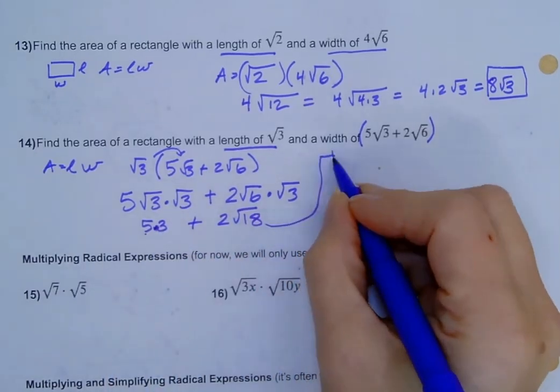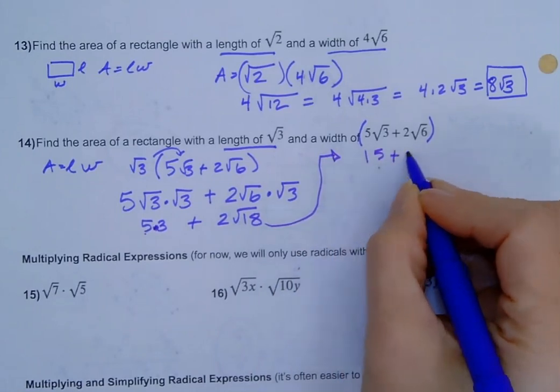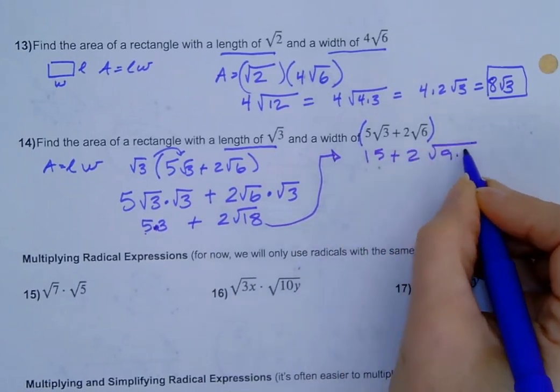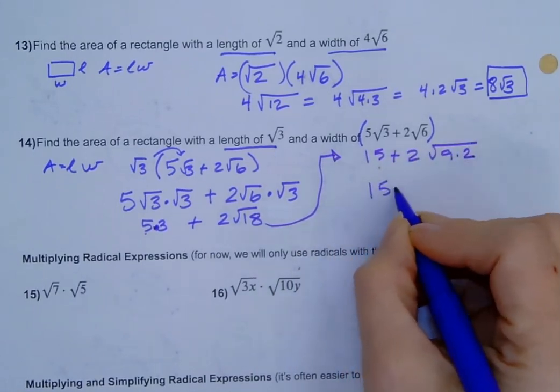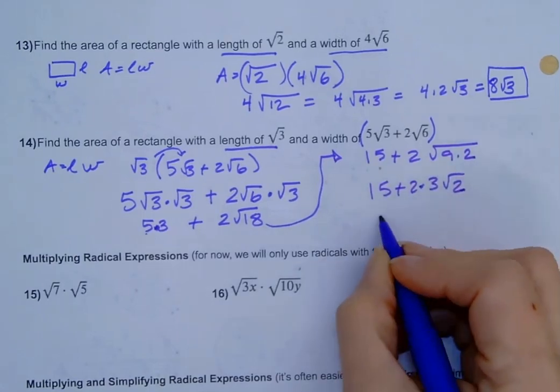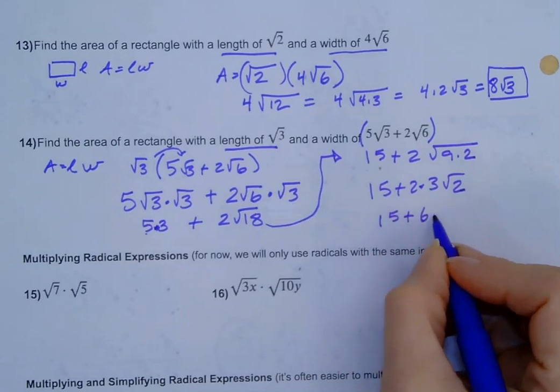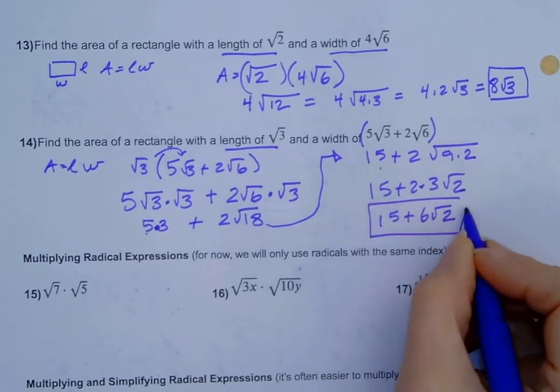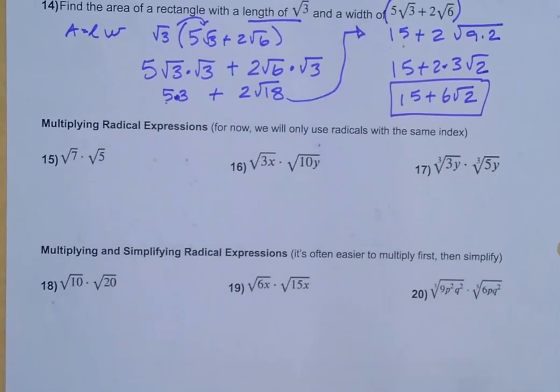I'm coming up here now. 15 plus 2 times the square root of 9 times 2. 15 plus 2 times 3 times the square root of 2. And I have 15 plus 6 roots of 2. That is my area. Okay.